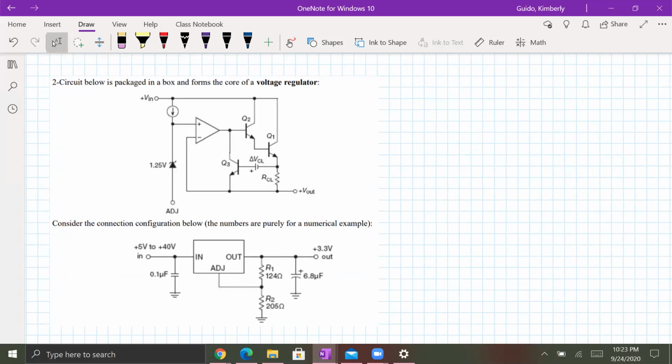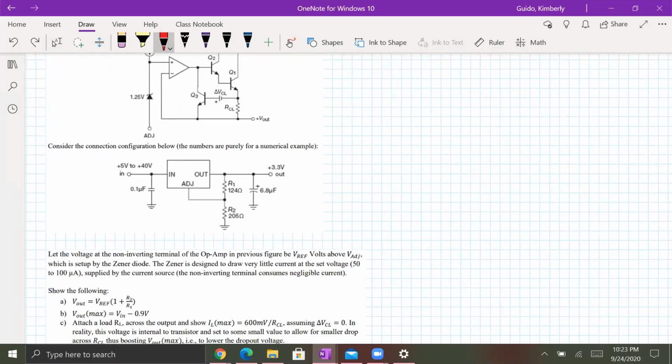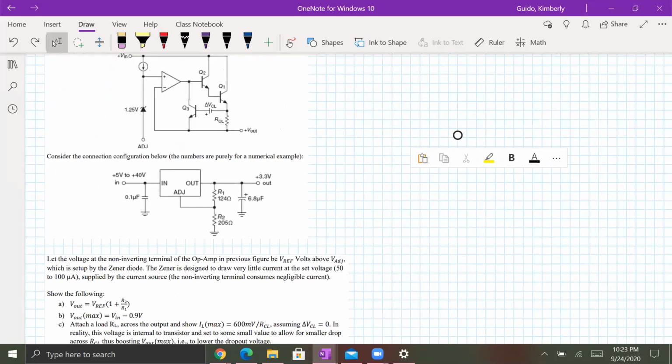Does anyone understand this? Oh hell no. Looks like a whole lot of electronics, but what's the question? What class is this for? It's analog integrated circuit. Damn, you messed up, Kim.